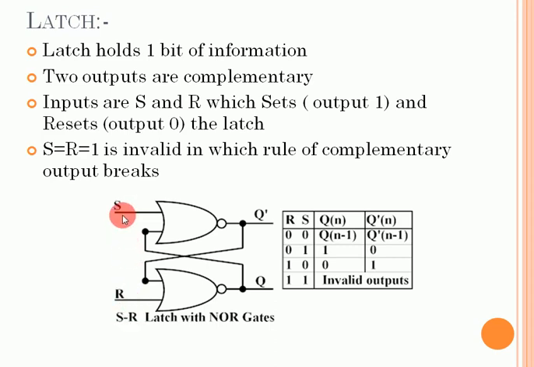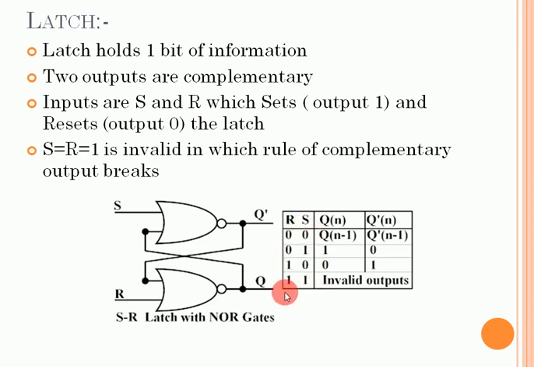S is for set and R is for reset. We have two outputs, Q and Q bar. Those are always complementary to each other. We have four options for the inputs. Like we may give S is equal to 0, R is equal to 0. The second option for the input may be S is equal to 1, R is equal to 0. We can have S is equal to 0 and R is equal to 1 also, and S is equal to 1 and R is equal to 1.